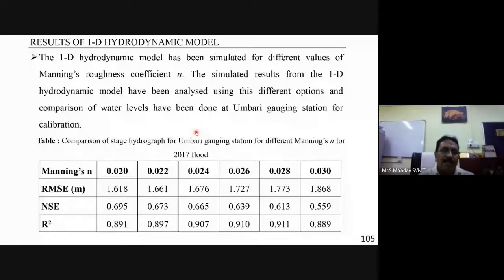For the calibration part, we have used various Manning's values, and for those Manning's values, we compared statistical parameters like RMSE, NSE, and R square, and based on that, we have tried to find out the optimum value of n that we can use for this particular flood.